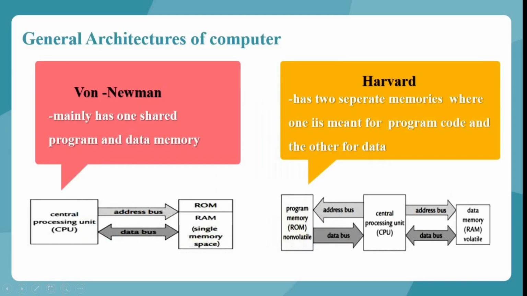Generally, computer architectures are divided into two types: one is Von Neumann architecture, another is Harvard architecture. In Von Neumann, mainly it has one shared program and data memory, but in Harvard architecture, it has two separate memories, where one is meant for program code and another is for data. These are the general schematic diagrams of the Von Neumann and Harvard architectures.